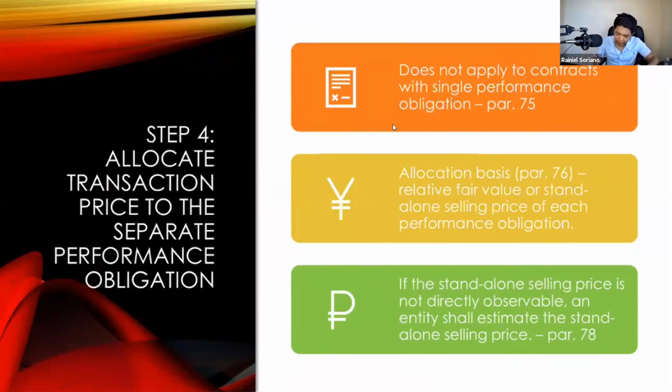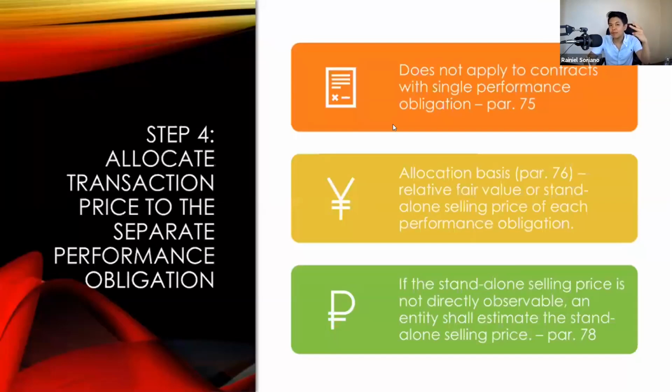Okay? So here, according to paragraph number 75, this step does not apply to contracts with a single performance obligation. Sir, bakit naman ganun? Bakit hindi siya nag-a-apply sa mga kontrata na may iisang performance obligation lang? Because obviously, if you only have a single performance obligation, no need to allocate. Because automatically, the transaction price will be allocated to that single performance obligation. Tama ba? So, ang ibig sabihin ngayon, we are only allowed to apply the concept of step number 4 if and only if we have 2 or more performance obligations.